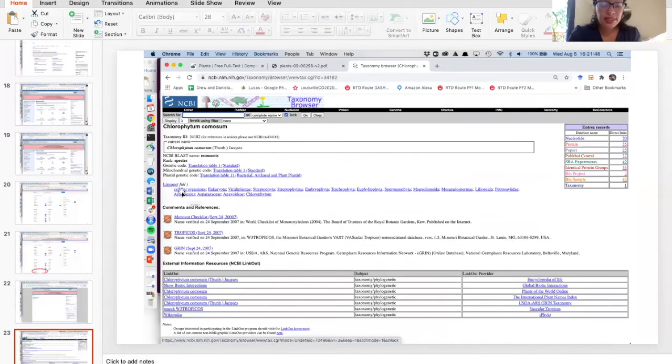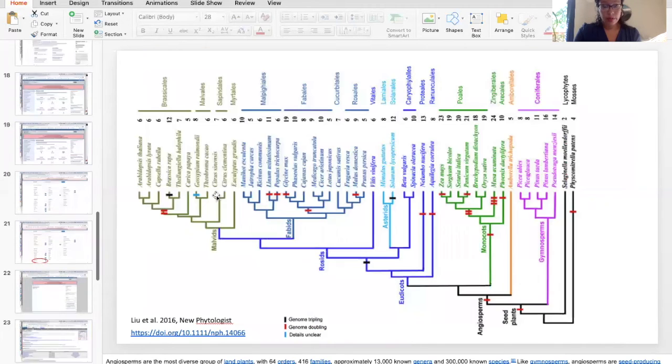So this is the lineage, the full lineage. It gives you, so it's a cellular organism. It has cells. It's part of the plants, it tells me that it's from the order Asparagales and the family Asparagaceae. Okay, and it's a monocot, right?